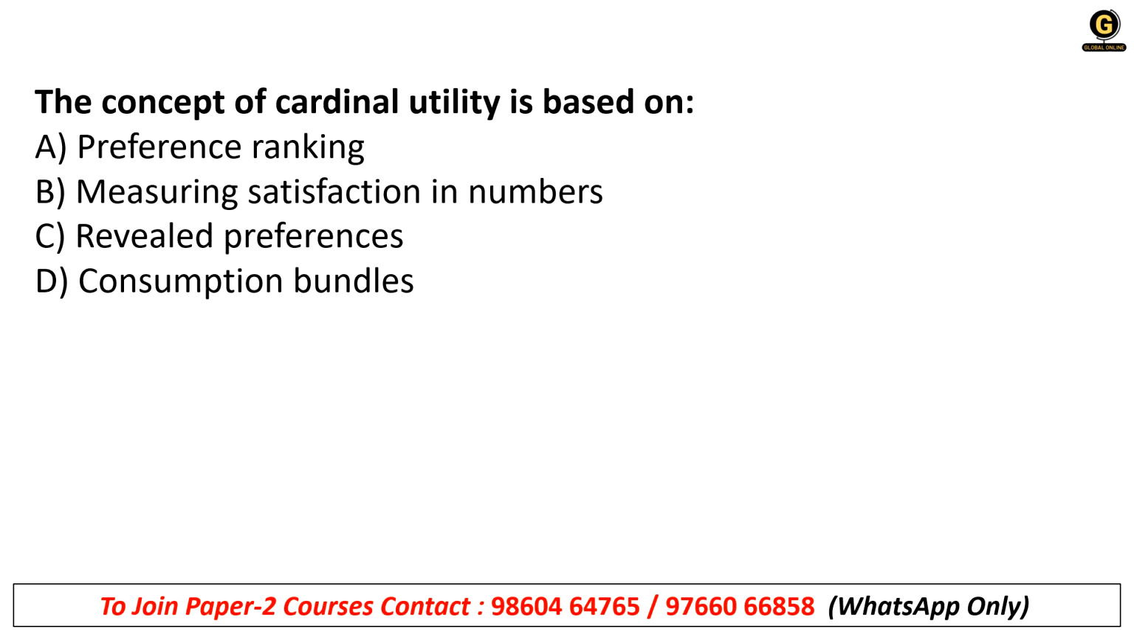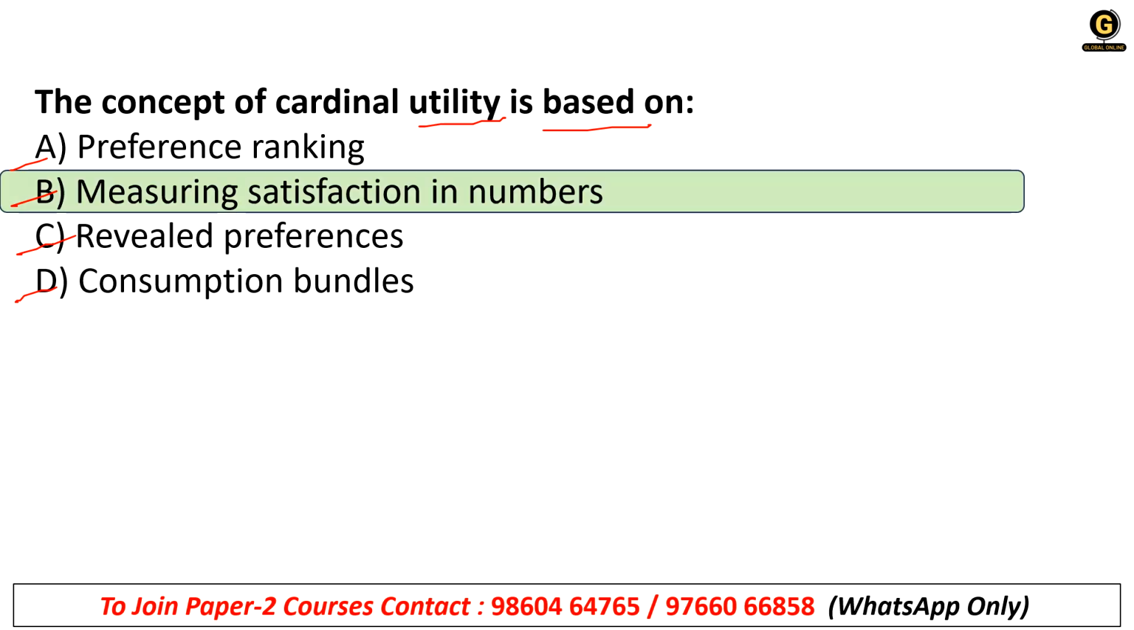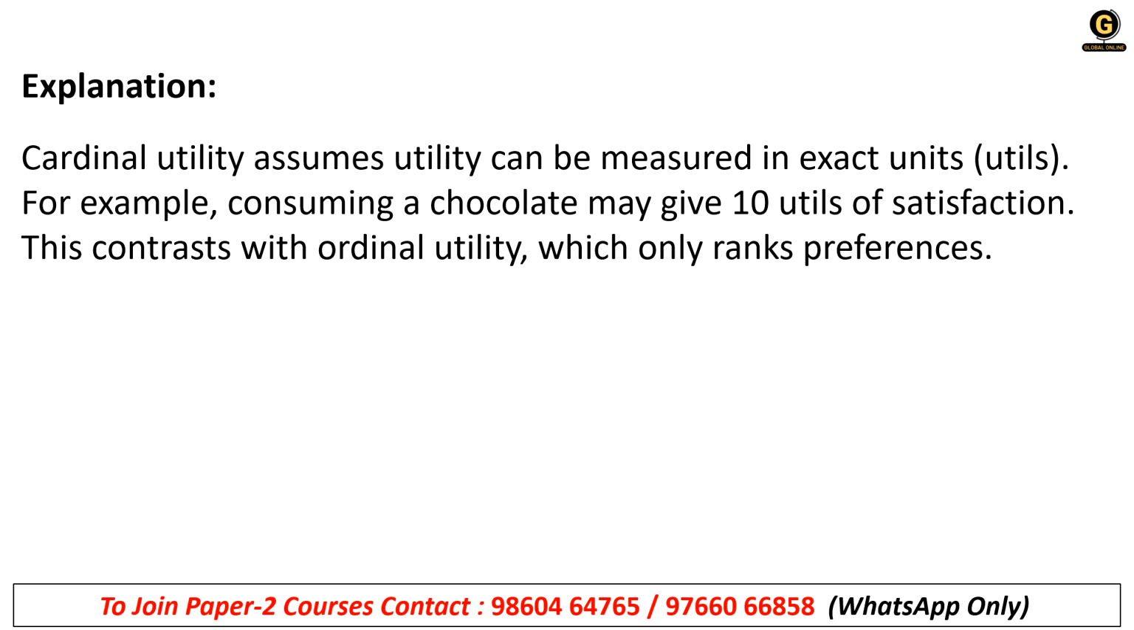Next, the concept of cardinal utility is based on A, preference ranking, B, measuring satisfaction in numbers, C, revealed preferences, and D, consumption bundles. It is option B, measuring satisfaction in numbers. Cardinal utility assumes utility can be measured in exact units, that means utils. Okay, for example, consuming a chocolate may give 100 utils of satisfaction. This contrasts with ordinal utility, which only ranks preferences.